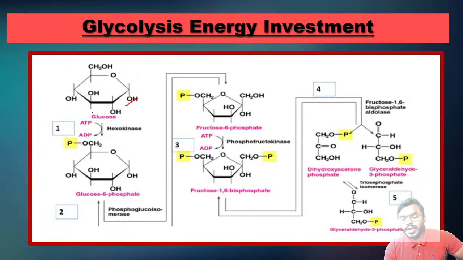Glucose is treated by an important enzyme. What is that enzyme? Hexokinase enzyme. It is the one which donates the phosphate group from the ATP hydrolysis. ATP hydrolysis, it will donate the phosphate group. Hexokinase will take that phosphate group and add it at the 6th carbon. That's why glucose became glucose 6 phosphate.